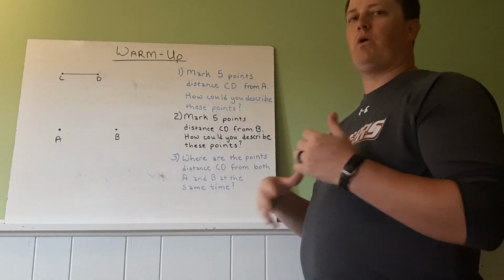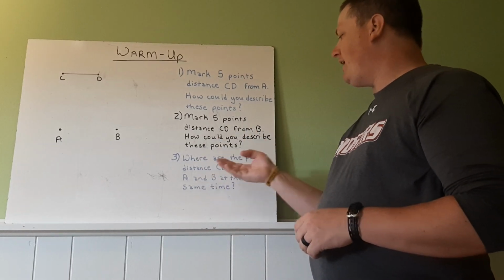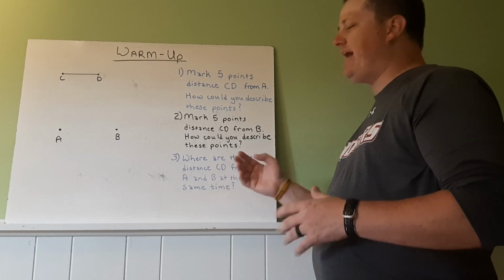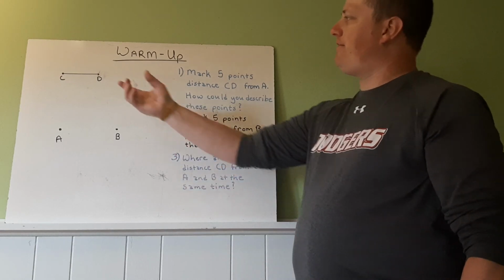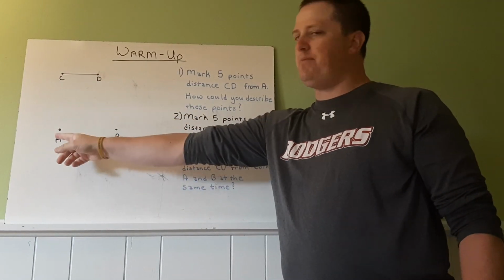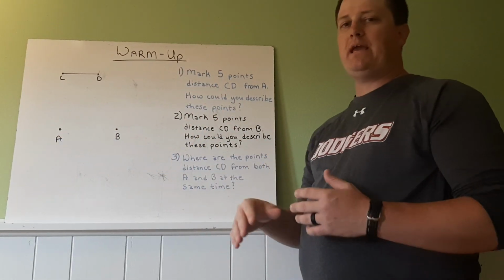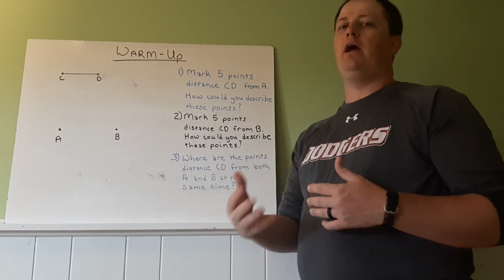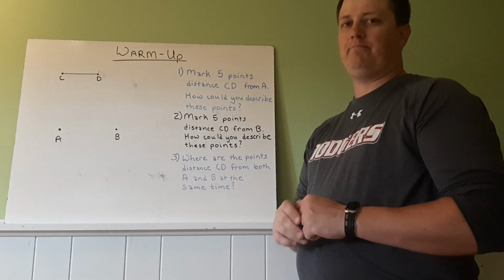3 is where we're really building into our learning here. What I want you to think about is, where are the points distance CD from both A and B at the same time? So are there any points that are this distance from A and B at the exact same time? Where would they be? What do you know about them? Kind of think about those and then bring that to class tomorrow, and we'll talk about them as we dive deeper into this lesson. Thanks.